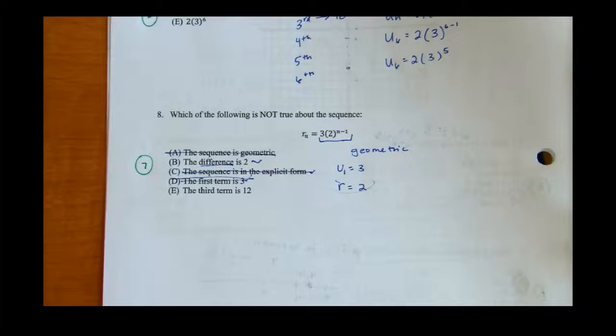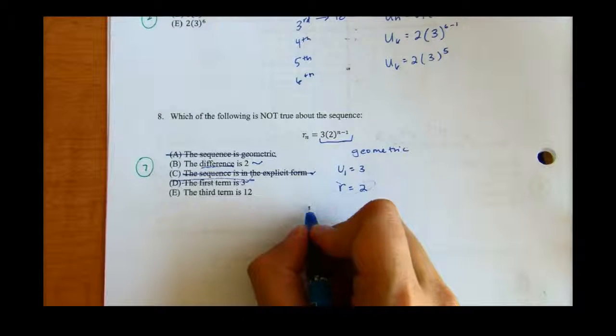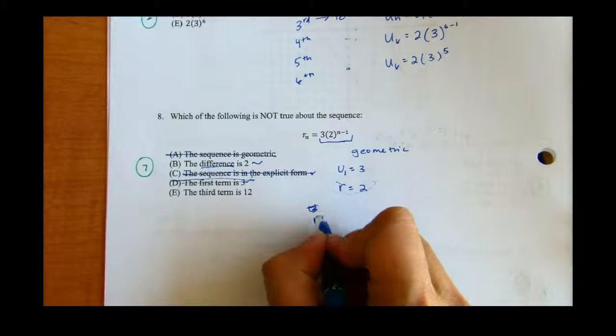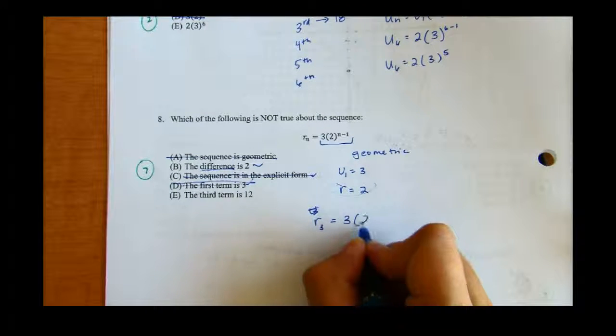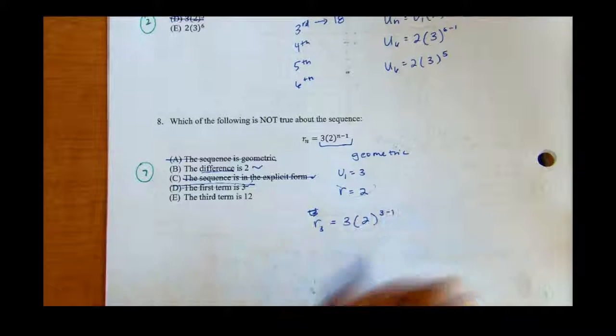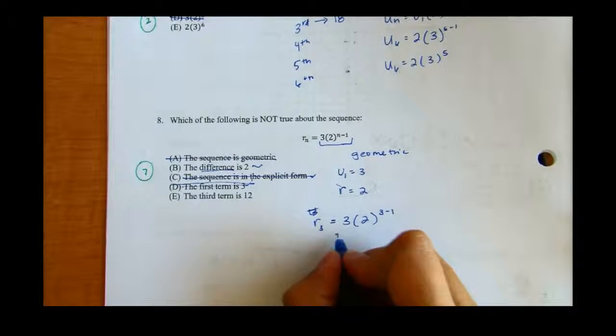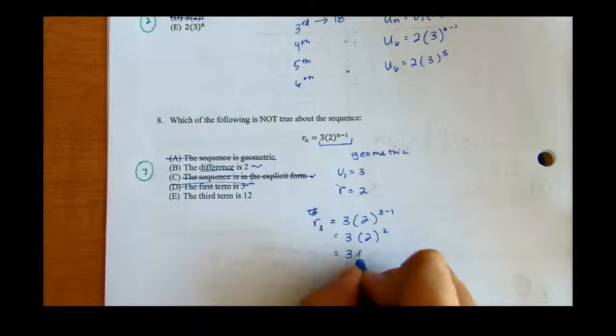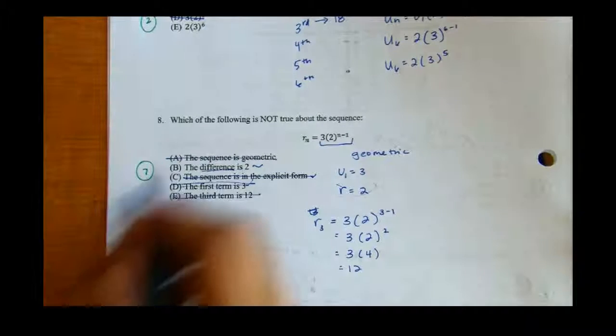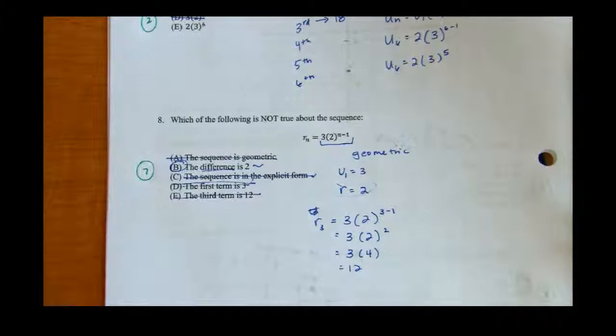The third term is 12. Let's double check that. So if I want to find u sub 3, I'm going to take 3 times 2 to the 3 minus 1. That's the same thing as 3 times 2 squared, or 3 times 4, which equals 12. Yeah, my third term is 12, so my incorrect answer must be B. That is not true about this sequence.